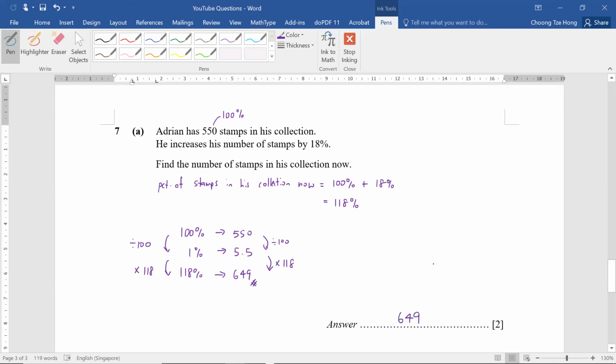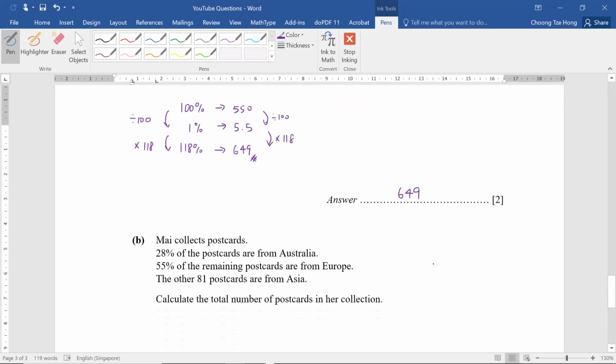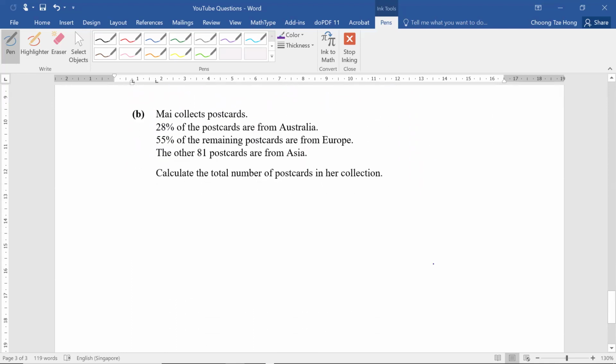So the main part that I want to discuss will be part B of the question, which may be slightly confusing. So let's see how we can analyze a question like this. Mine collects postcards. So 28% of the postcards are from Australia. 55% of the remaining postcards, so the keyword here is remaining, are from Europe. The other 81 postcards are from Asia. So calculate the total number of postcards in her collection now.